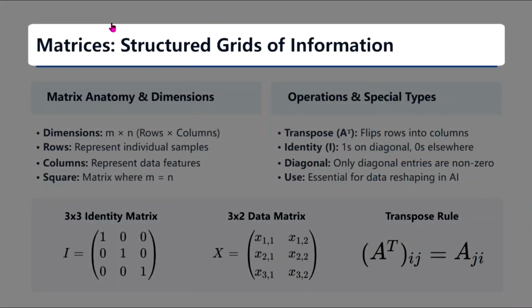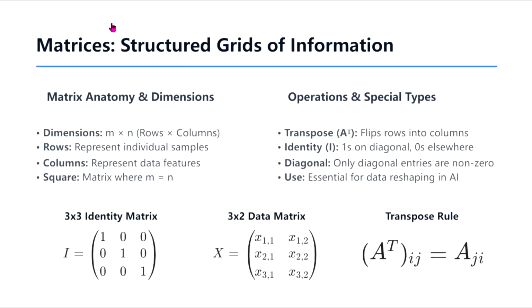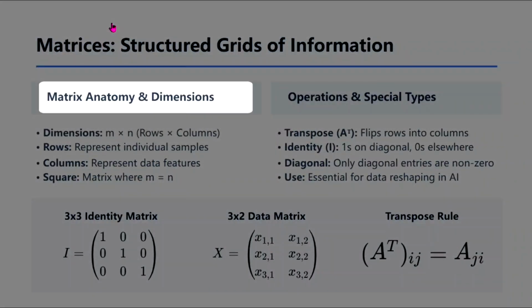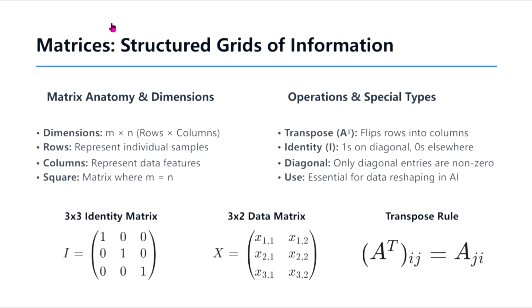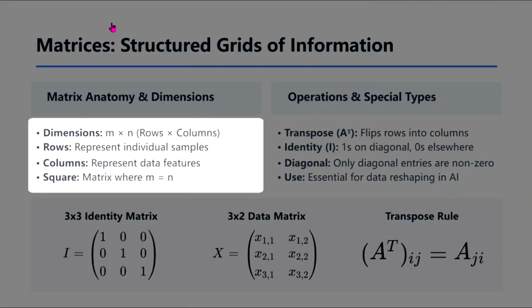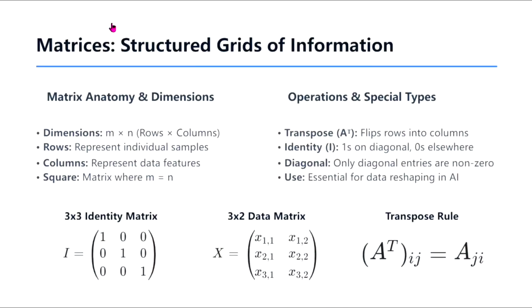Building on the vectors we just covered, think of a matrix as a structured grid of information. It's essentially a collection of vectors stacked together, forming the primary structure used to store and process datasets in AI. To work effectively with these grids, we must understand their anatomy. We describe a matrix by its dimensions, denoted as m by n. In our field, rows usually represent individual samples or data points, while columns represent the specific features of those samples. This standard mapping is what allows algorithms to process thousands of inputs simultaneously.